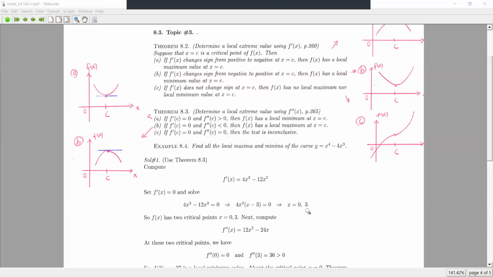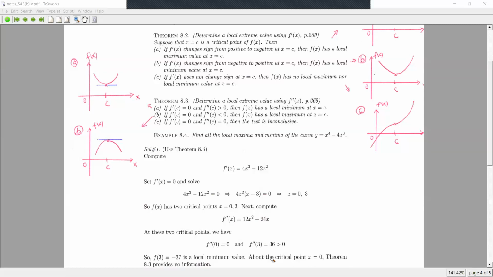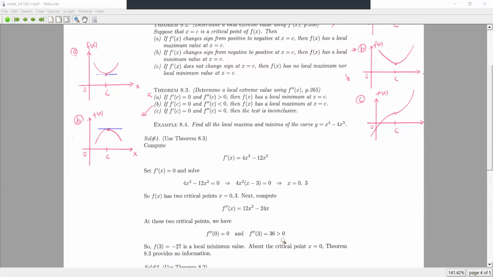At the critical point number 3, I plug in number 3 for x here. Then I get the second derivative at 3 is 36, a positive number. The second derivative is positive, so the curve is concave up. So at the point 3, the graph of the function f is concave up. So it is this case A: the function f has a local minimum at the point 3.